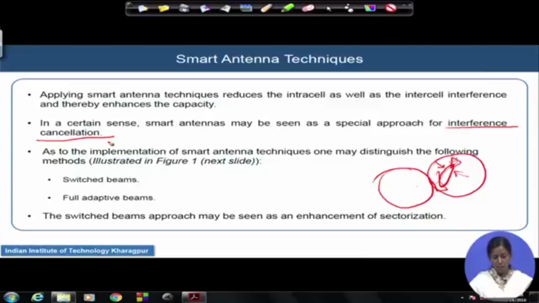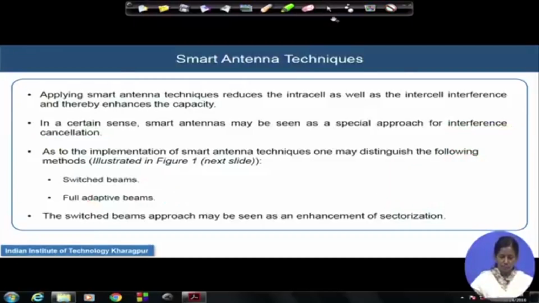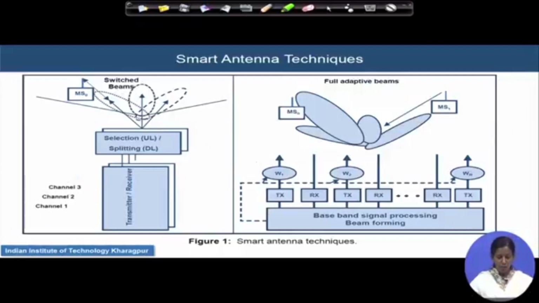As to the implementation, next we will see the structure of this smart antenna technique. There are two different ways to implement this smart antenna technique. One is the switched beam technique, another is the full adaptive beam technique. And the switched beam approach may be seen as some enhancement of the sectorization. We will see in the next.